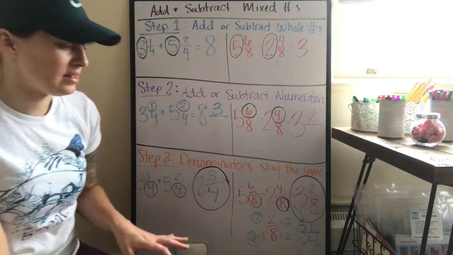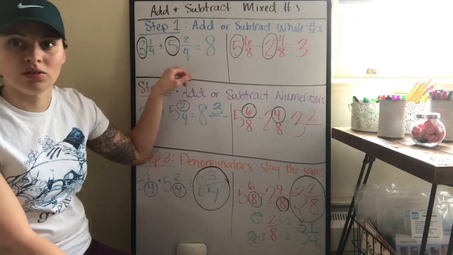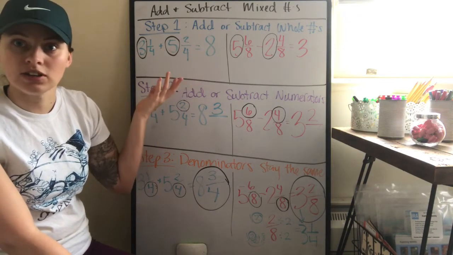But everything else is the same that we've been doing. Now we just have the whole number to deal with. That's really the only extra step that you're dealing with.